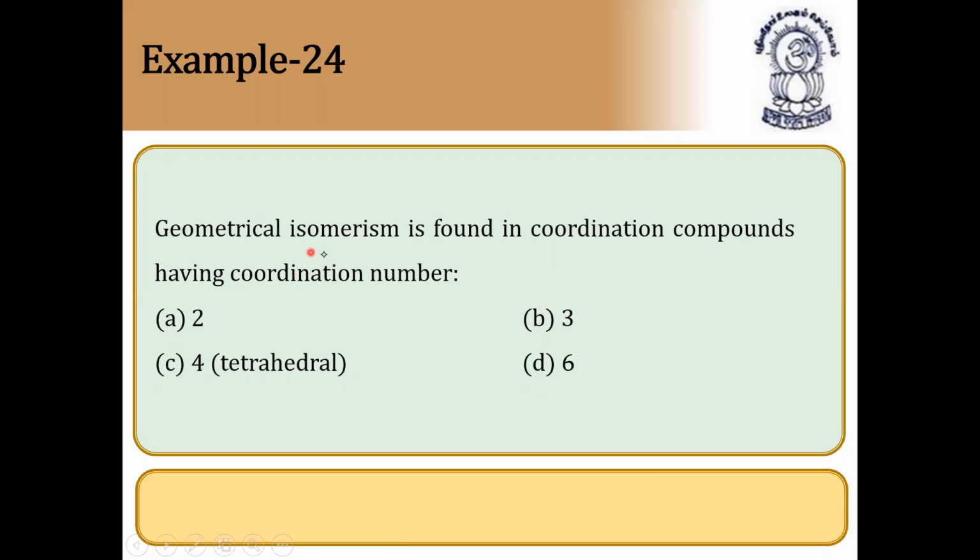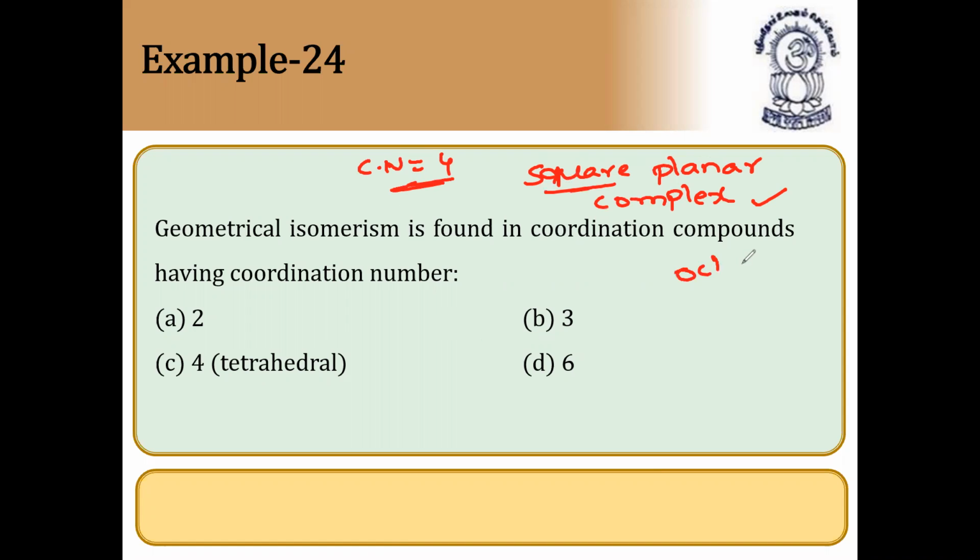Next question. Geometrical isomerism is found in coordination compounds having coordination number minimum. Actually, we know the square planar complex. Geometrical isomerism is possible only in square planar complexes and even some octahedral complexes also. But the majority of geometrical isomerism is formed in square planar complexes. Square planar means the coordination number should be 4. It is not tetrahedral, and octahedral complexes also show it. They have given that geometrical isomerism is formed in square planar complexes as well as octahedral. Octahedral coordination number is equal to 6. But they have given coordination number 4 with tetrahedral. Tetrahedral it will not form. So the option is 6.